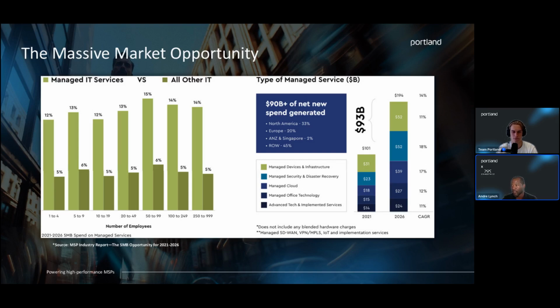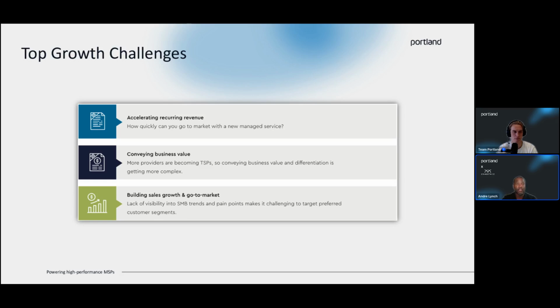But capitalizing on this massive market opportunity doesn't come without its challenges. And MSPs face obstacles, as you can see on screen, that prevent that growth. So for example, how do I actually accelerate my recurring revenue? How quickly can I go to market with a new product? How do I actually convey business value? It's a crowded marketplace. How do I stand out from the competition? How do I differentiate myself in this more complex MSP marketplace?